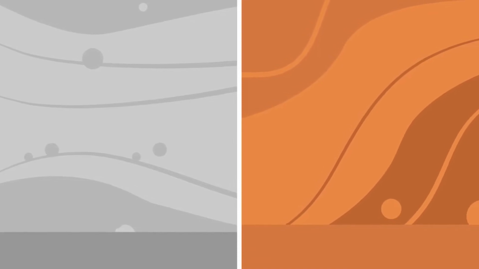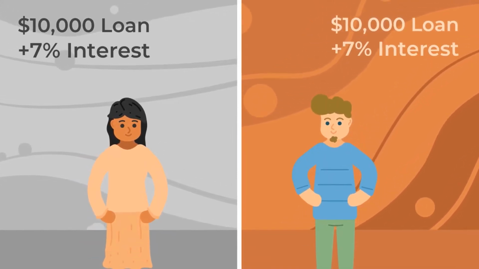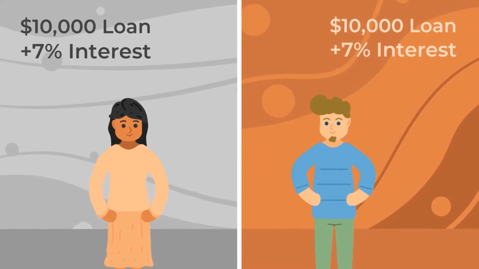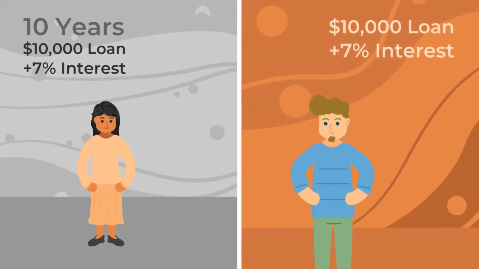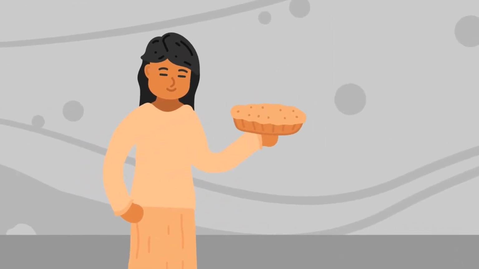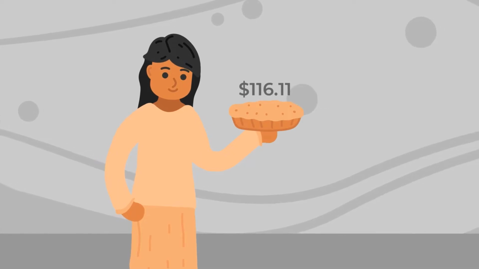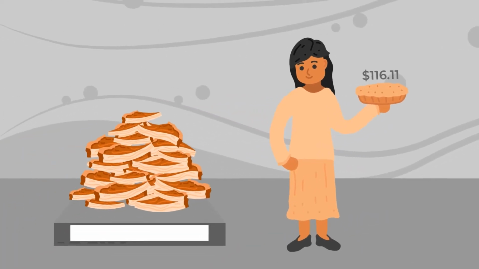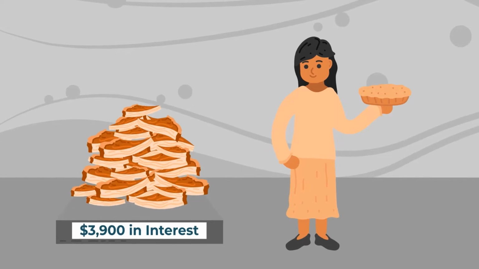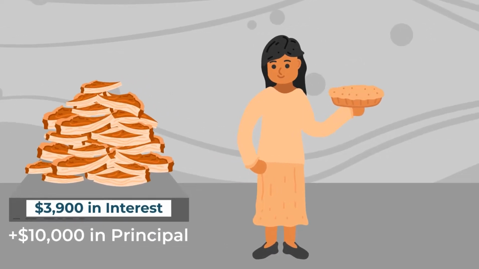Say we have two people, Cheyenne and Dan, each with a $10,000 student loan at 7% interest. The only difference is that Cheyenne has a 10-year loan and Dan has a 20-year loan. Cheyenne's loan has a larger monthly payment of $116.11, and if she makes all her payments on time, by the end of the loan she will have paid $3,900 in interest plus the $10,000 principal.